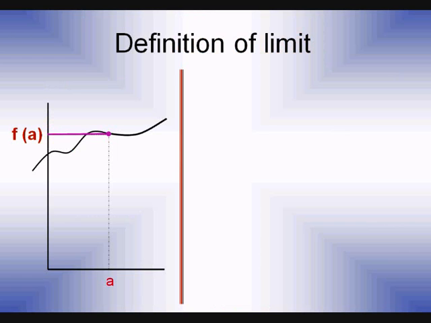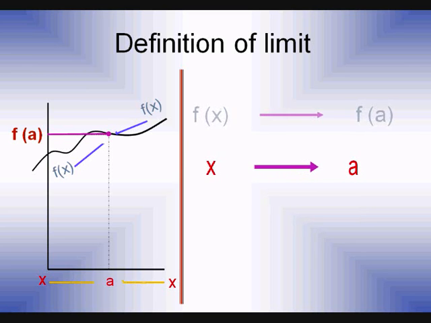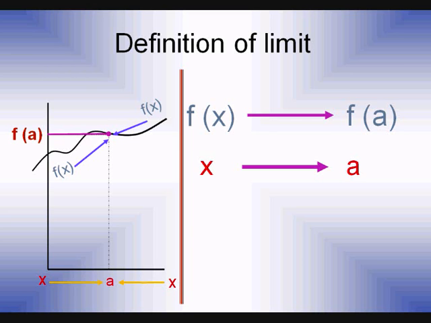Let's continue with the actual definition of limit. If I have a function f of x, and if f of x approaches f of a from both sides as x approaches a from both sides of a, then we say that the limit of f of x as x approaches a is equal to f of a.